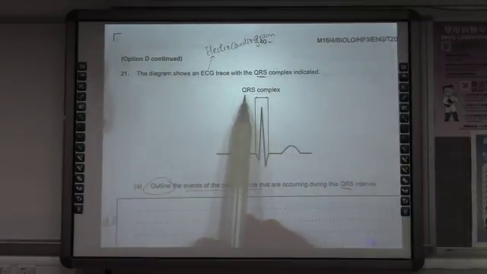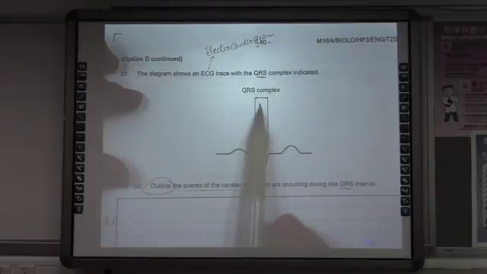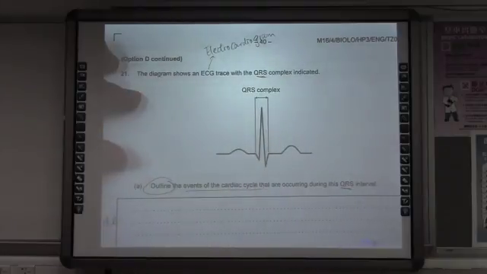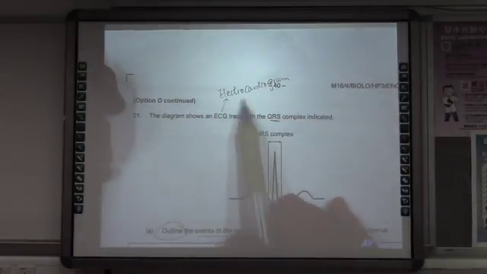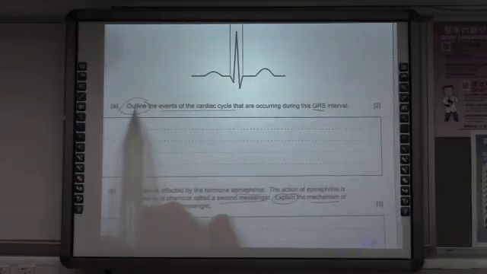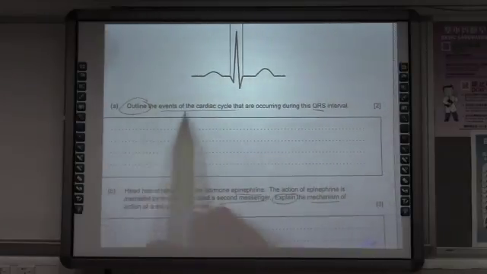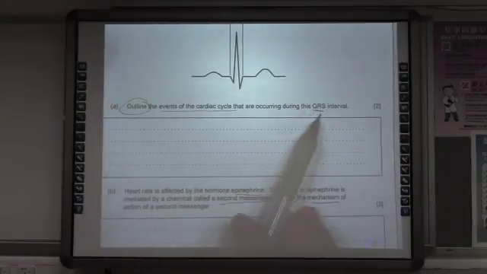Okay, now this is the QRS complex. It shows very sharp, very high cardiac activity. I also want to tell you this ECG refers to the electrocardiogram. It is just a presentation to show you the heart activity. What you have to do is to outline the events of the cardiac cycle that are occurring during the QRS interval.